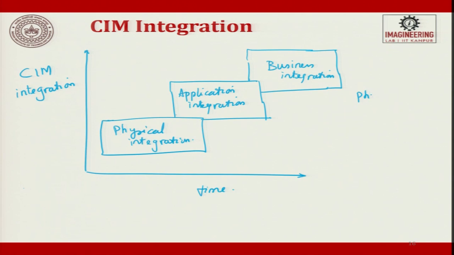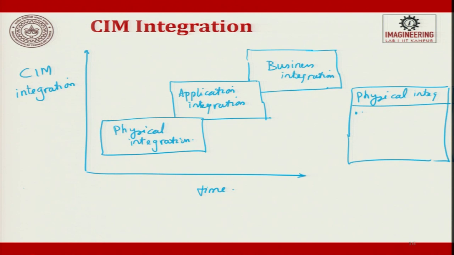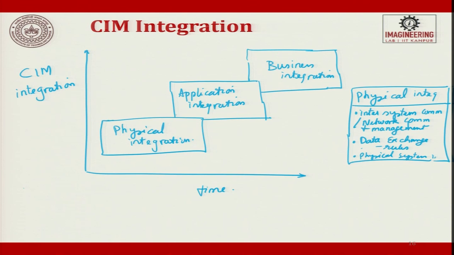Physical integration: we were talking about inter system communication, then we were talking about network. Networking is the major thing which happened, network communication and management. Then we were talking about data exchange. Today we have a lot of neutral files, and those all started with data exchange. Rules were framed during this time, and then physical system integration happened. These are all part of interconnection, physical system interconnection.